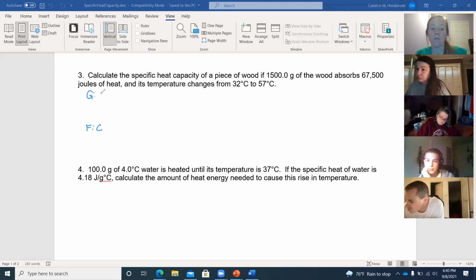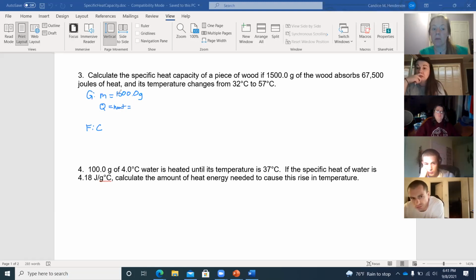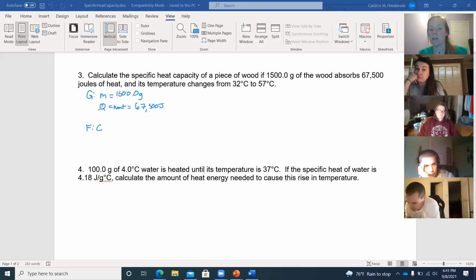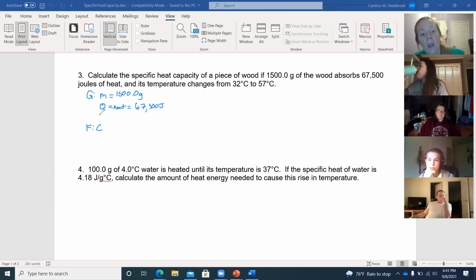Some of our given information, we know the mass, right? That's 1,500 grams. We know the Q value. Q is heat. Q equals heat, which equals 67,500 joules. Many times I see people put this value for the C and vice versa. So just make sure when you're talking about heat, Q. When you're talking about specific heat capacity, C. Yes, they both have the word heat in them, but they are not the same thing.